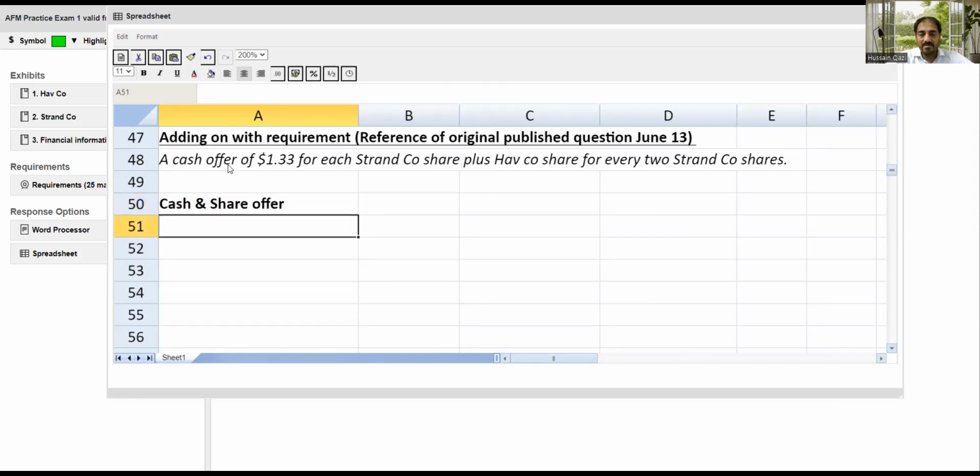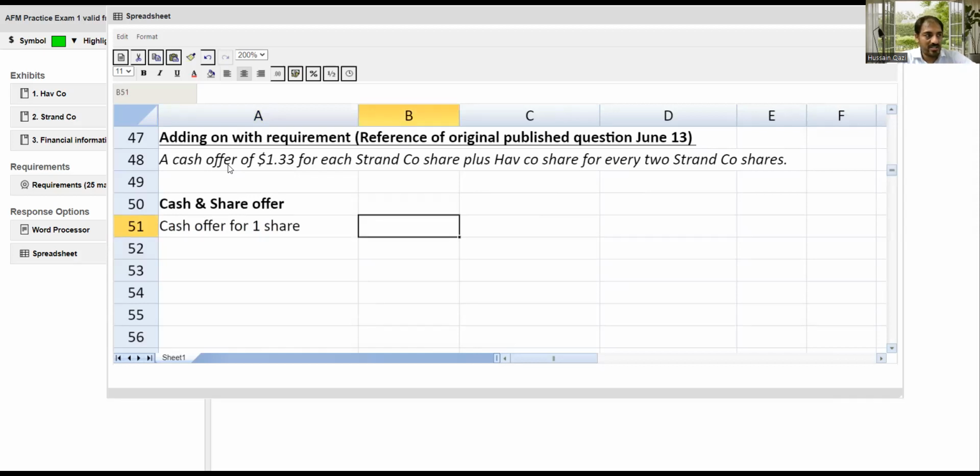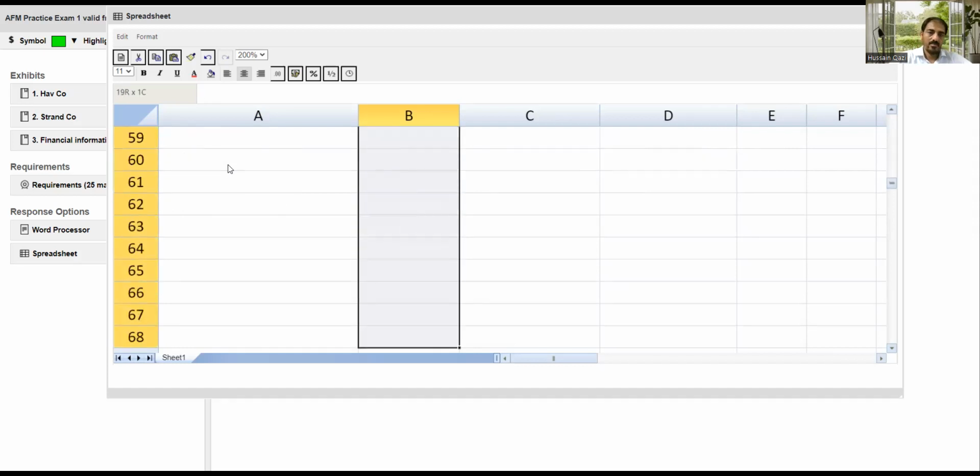So number one, try to understand what they offer. They offer, number one, cash offer for one share. One Strand share, they have offered the cash for one share, that is 1.33. That is 1.33.